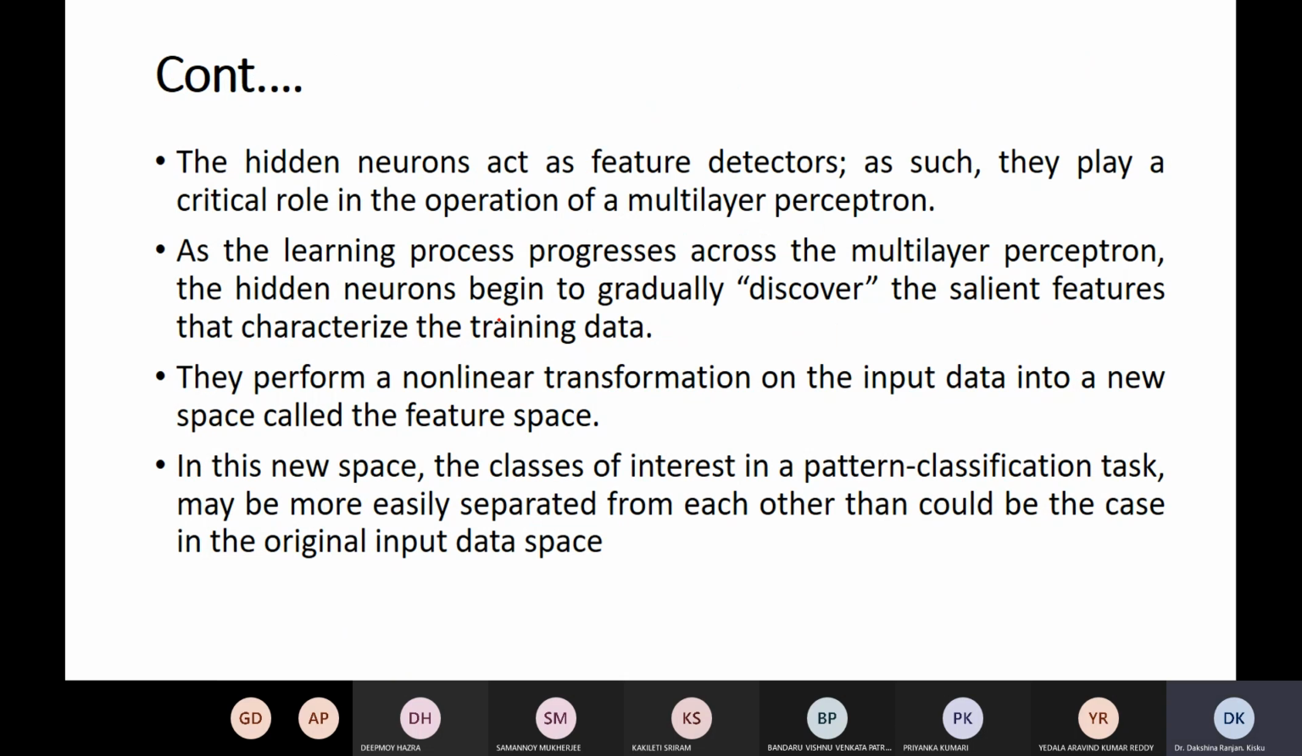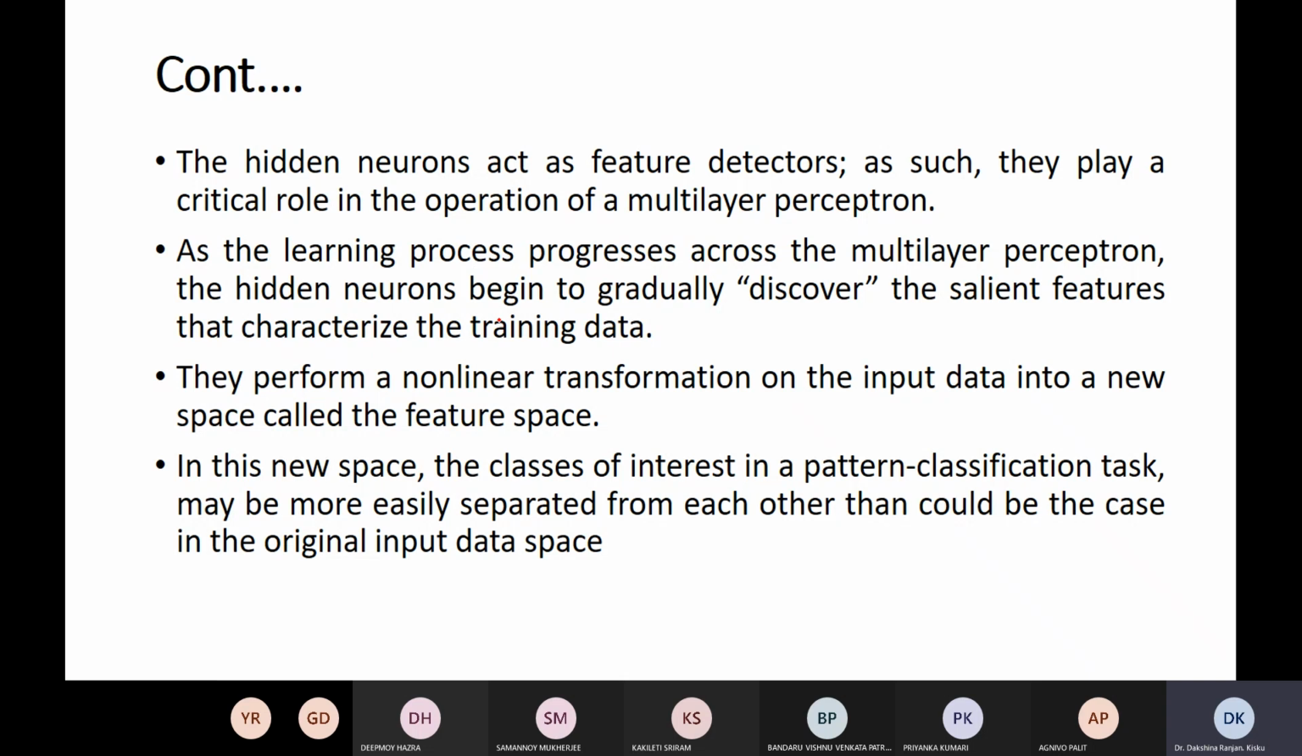Okay, now here the hidden neurons will act as feature detectors. If we see the diagram, we can see that there are two hidden layers, the first hidden layer and the second hidden layer, which are situated between the input layer and the output layer. Now, whatever the number of hidden layers we use, the hidden neurons will act as feature detectors, so they play a critical role in the operation of the multilayer perceptron.